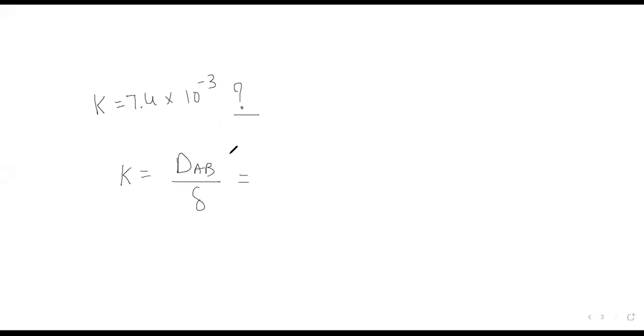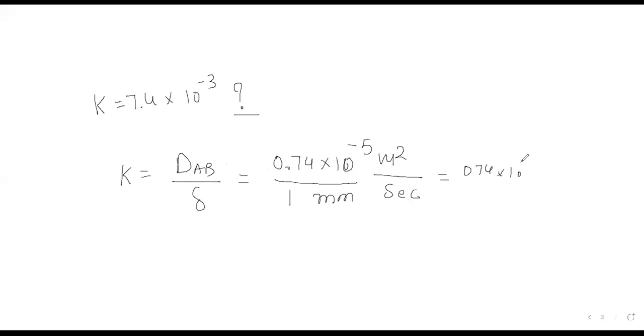What is the value of DAB? DAB value is 0.74 multiplied by 10 raised to minus 5 meter square per second. Now what is the thickness given? Thickness given is 1 millimeter, so we have to convert it into meter. So what will happen? 0.74 multiplied by 10 raised to minus 5 multiplied by 1000 divided by 1.